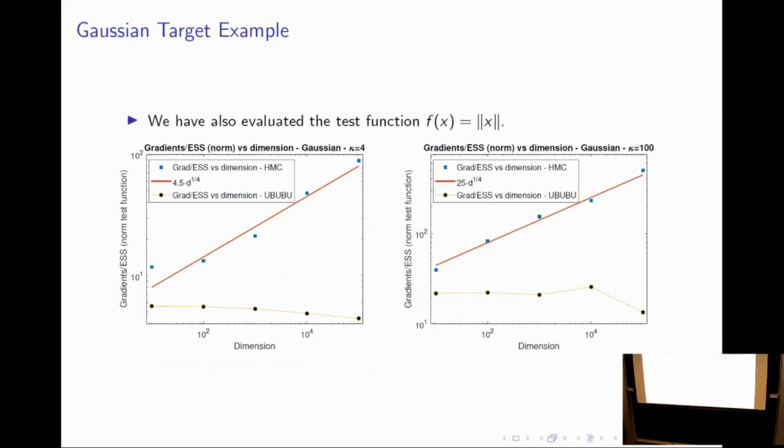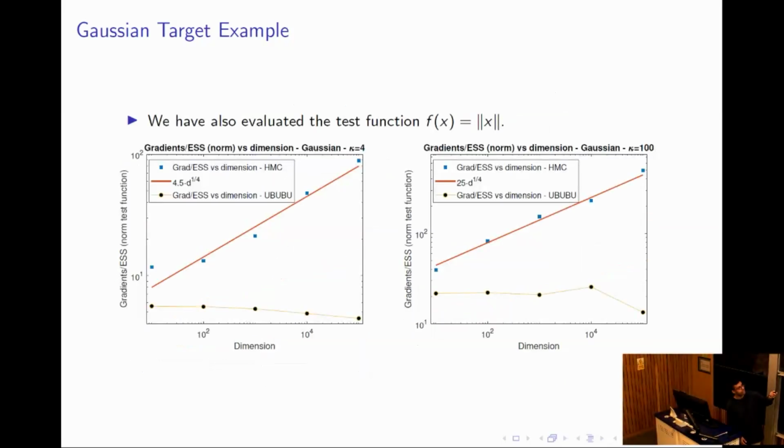This is another example, where we consider an alternative test function given by the norm of x. We see that with randomized Hamiltonian Monte Carlo, this is just the interpolation through the points, and again it is dimension dependent. With U-Boo-Boo, it's considerably more constant, so independent.